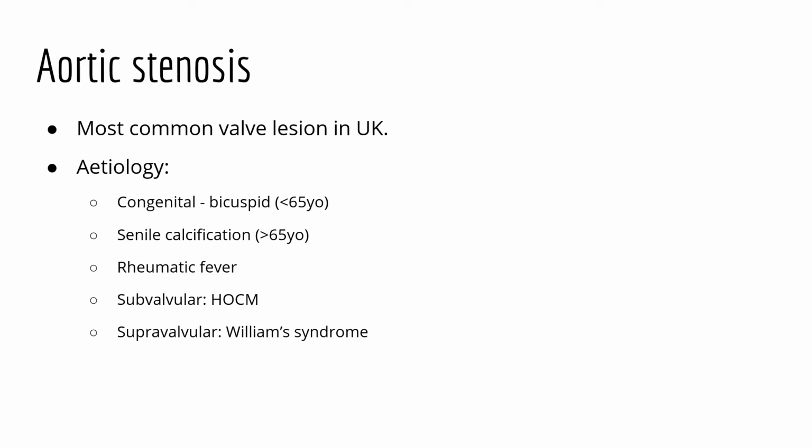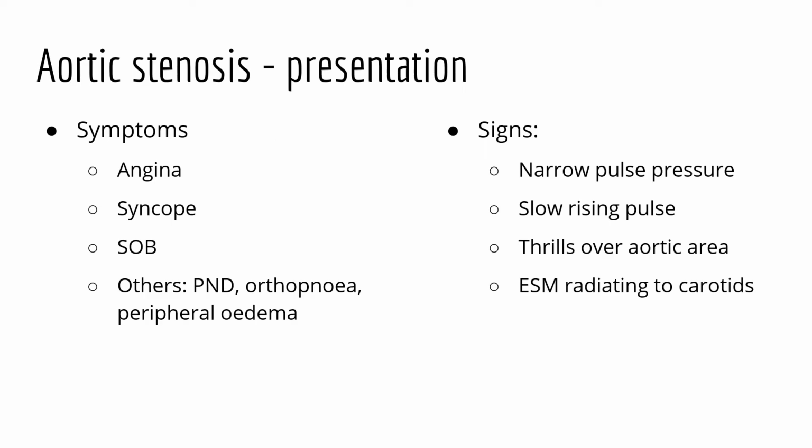Other, perhaps less common etiologies would be rheumatic fever, subvalvular abnormalities such as HOCM, and supravalvular problems such as Williams syndrome. So in terms of the presentation, typical symptoms might be angina, and we know that the coronary arteries branch off the aorta distal to the aortic valve, so any narrowing of the aortic valve could potentially limit blood flow to the coronary arteries, hence the angina.